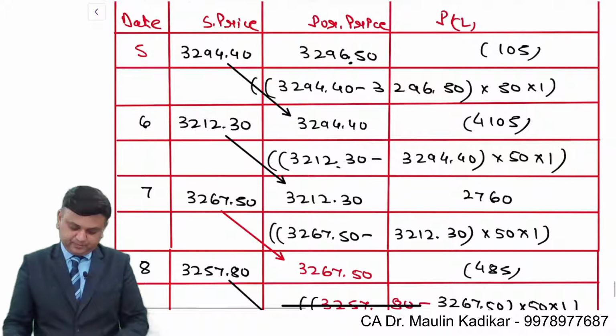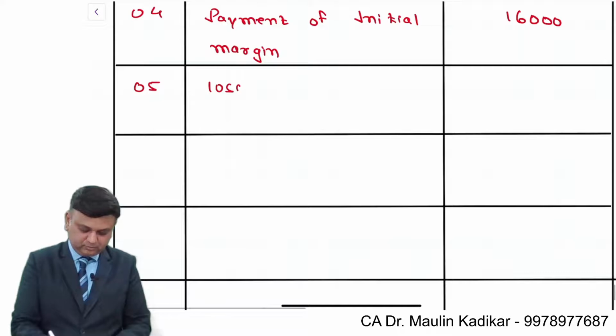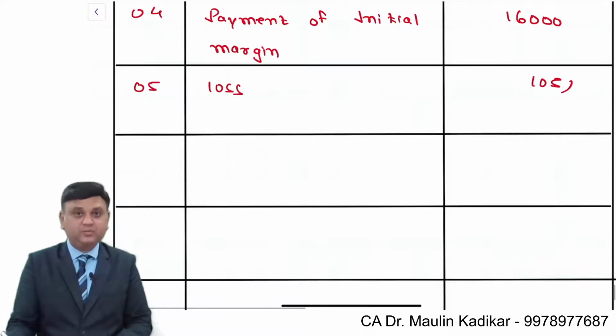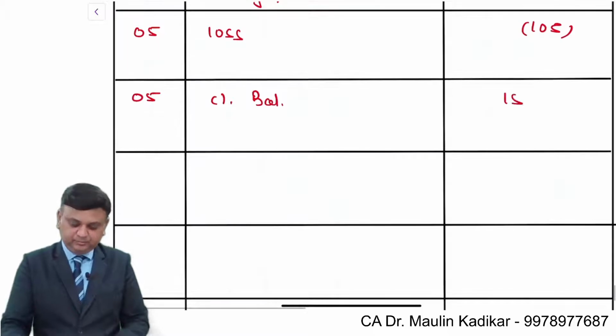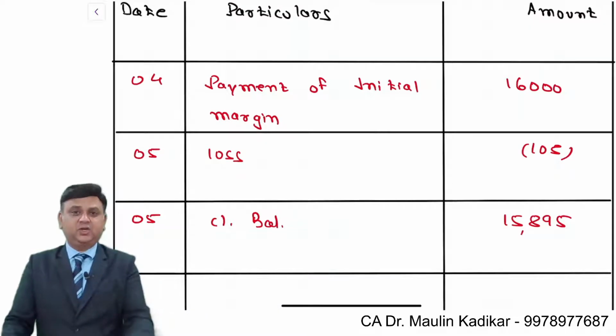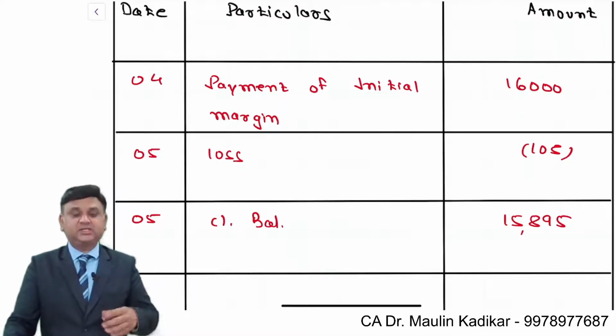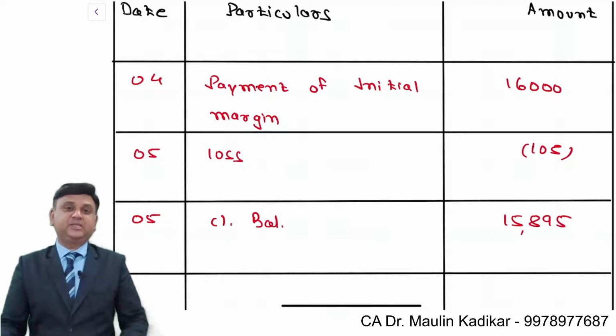On 5th, there is a loss of 105. So on 5th itself, we will have the closing balance 15,895. We know that after deducting the loss, if the balance in the margin account is lower than the maintenance margin, only in that case the margin is required to be paid. But over here, the maintenance margin is 12,000. 15,895 is greater than 12,000, so no margin is required to be paid.